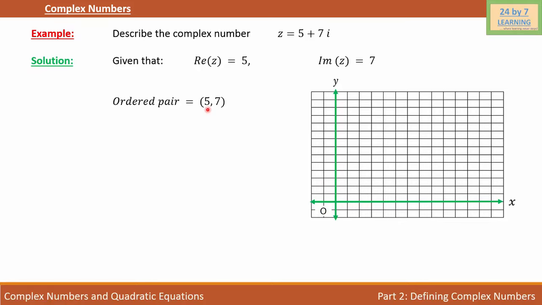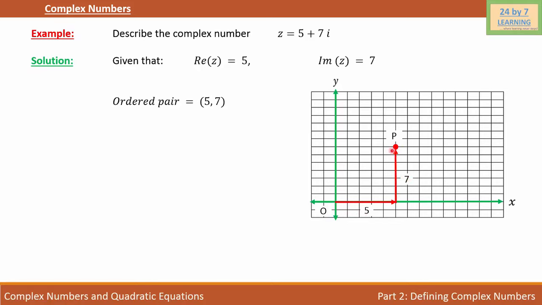I want to graph this ordered pair 5, 7. So I'm going 5 along the x-axis: 1, 2, 3, 4, 5, and then 7 along y: 1, 2, 3, 4, 5, 6, 7. And this is my point P, 5, 7. So basically what I did was go 5 units along the x-axis and 7 units along the y-axis.